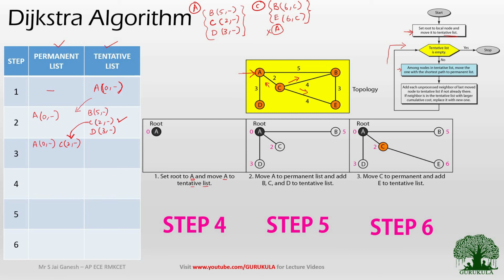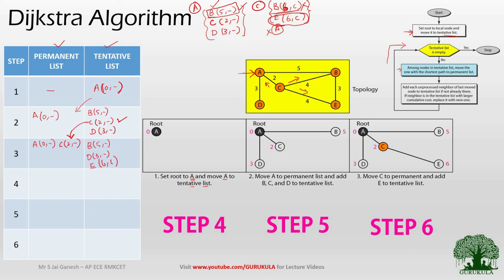But for B, we already have an entry with the lowest cost. So we will keep the previous entry, not this one, because this entry costs us more. So this entry need not be considered. Considering the previous entries, B5 hyphen will be there, and then you have D3 hyphen, and now we have to add E6 via C to the tentative list.